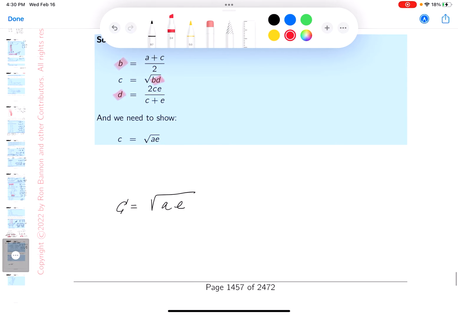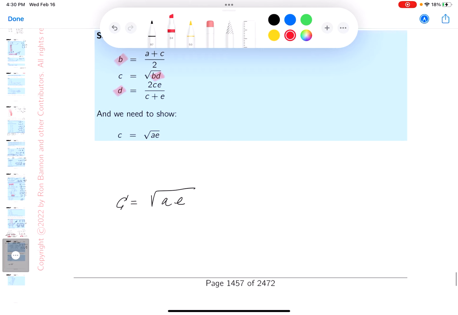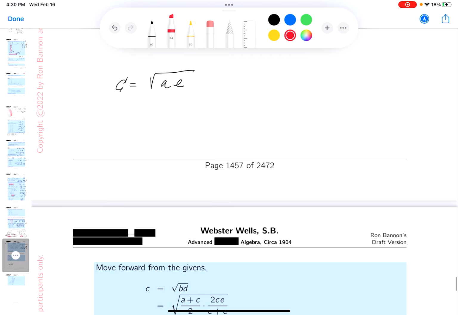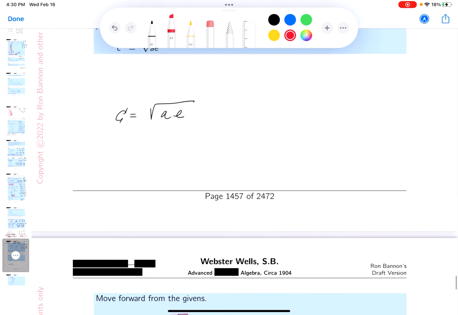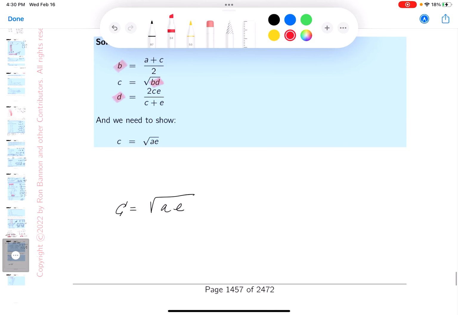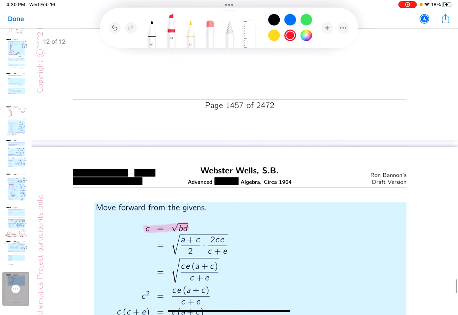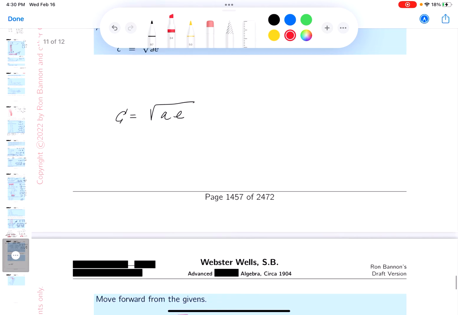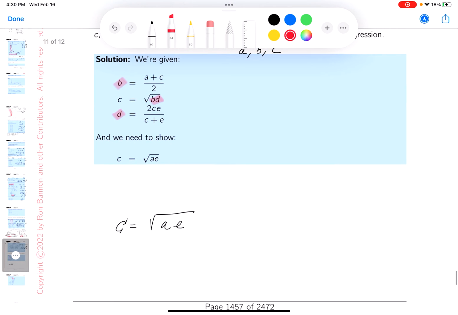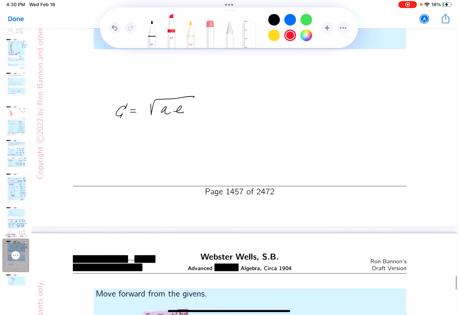All right? So what I'm going to do over here is look at C equals the root of BD. I want to point out why I'm looking at that. I see a relationship over here. The next thing I'm going to do is, what's B? Well, B is (A plus C) over 2. So in place of B, I put that down. All we're doing is talking through this. Now, again, I see the D, and what's the D? 2CE over (C plus E).